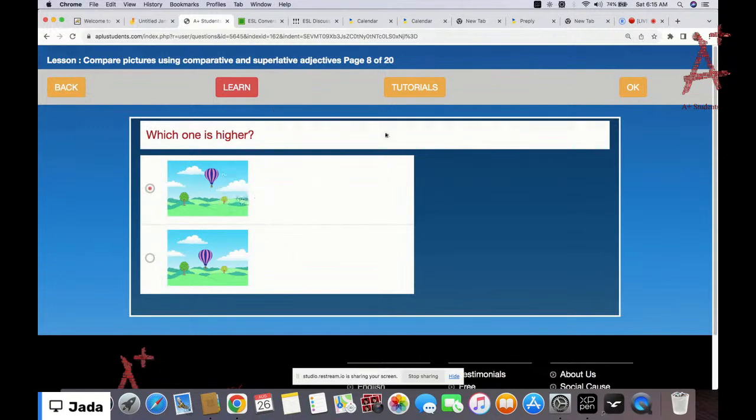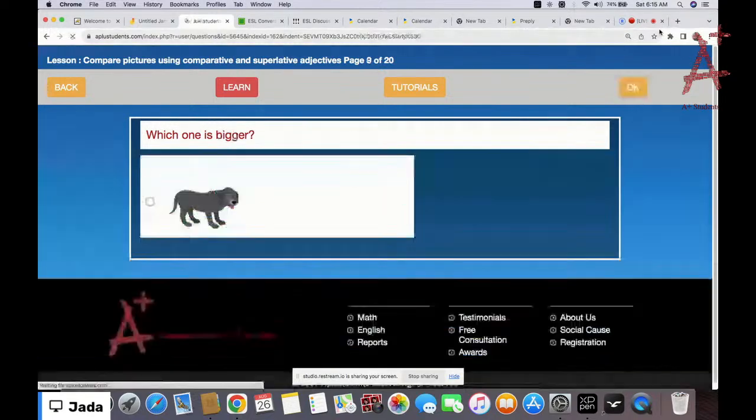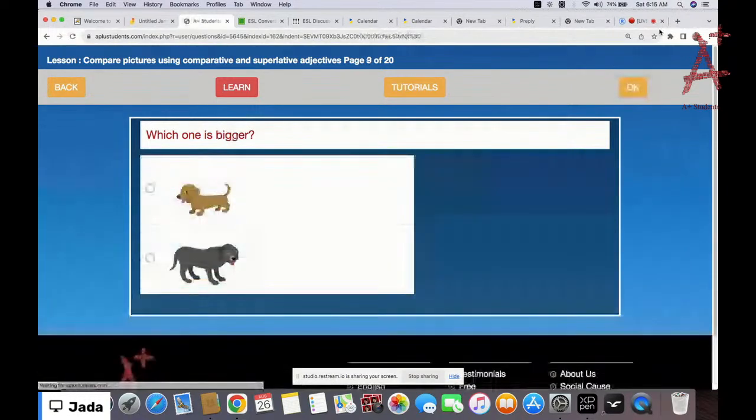So, which one is higher? It's going to be the first one. Okay. Yes, the first one is higher. Okay, so which one is bigger? The first or the second? Which is bigger? Which one is bigger? The first or the second one? It's going to be the second one.